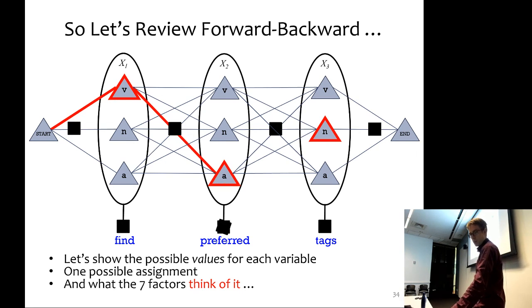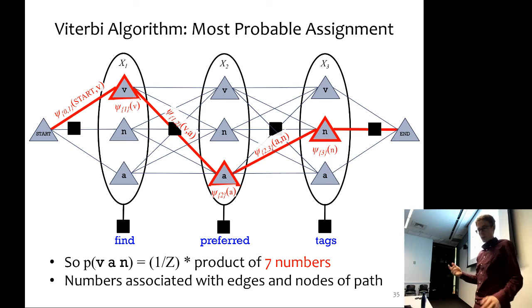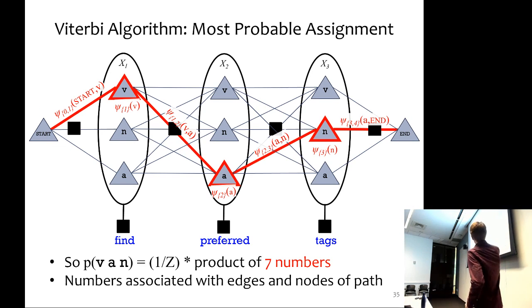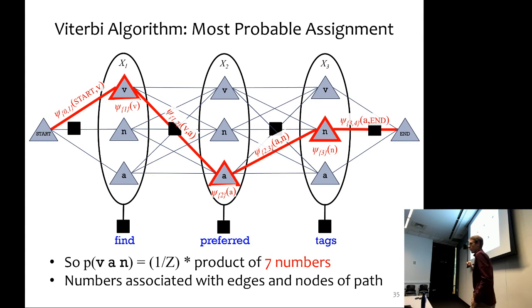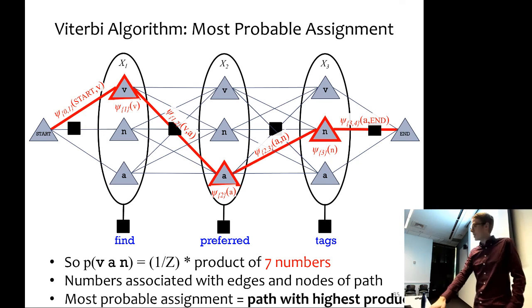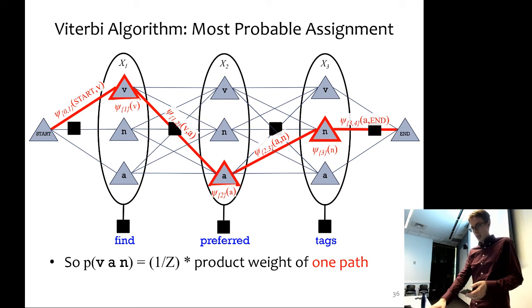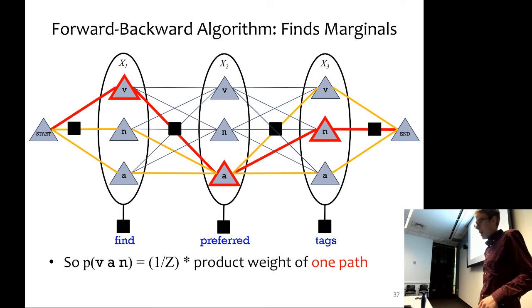Well, we would get that just by multiplying together the value that each factor shows for that variable. Okay. So whatever those values are, we'd just pull them out of the factors and multiply them all together. Some of them are going to be from what we're calling unary factors that just touch one variable, and some of them are from binary factors that touch 2 variables. And the most probable assignment would be the path with the highest product. Okay? So we'd say that the probability of a particular assignment is going to be 1 over the partition function times the actual weight of one path.